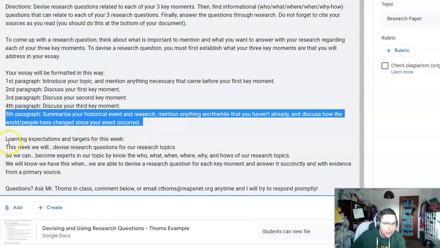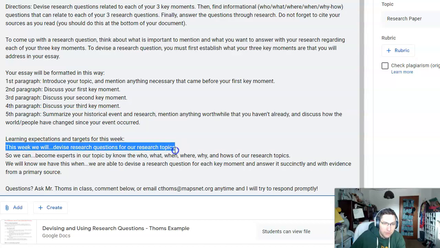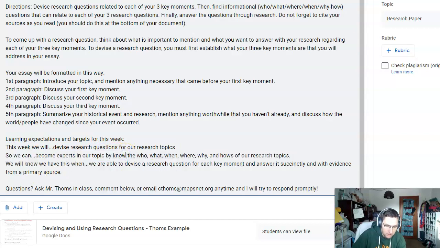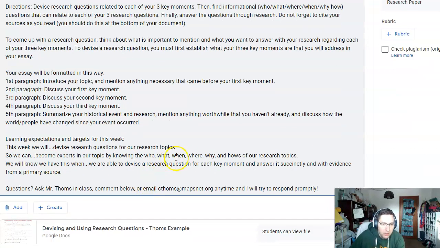Okay, your learning expectations for this week. This week you will devise research questions for our research topics, so we can become experts on our topic by knowing the who, what, when, where, why, and hows of our research topics. We'll know that we have become an expert when we are able to devise a research question for each key moment and answer it succinctly, which means briefly, and with evidence from a primary source.